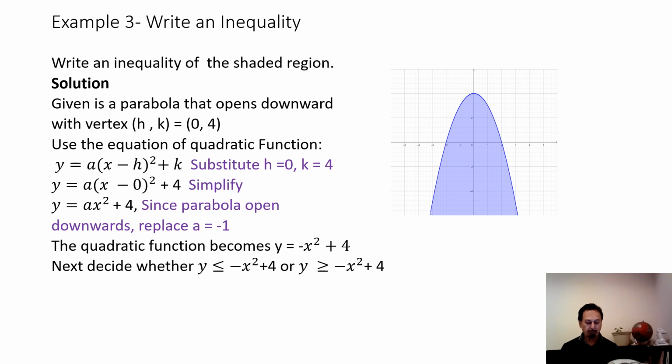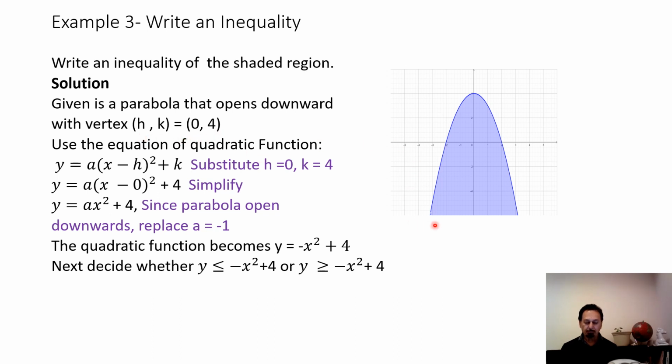Example 3. So now we have a parabola, and inside the parabola is shaded. So we're going to write the inequality that represents the parabola and the shaded region. So we first look at the vertex, and the vertex is this one, and its coordinates are 0, 4. So h is 0 and k is 4.